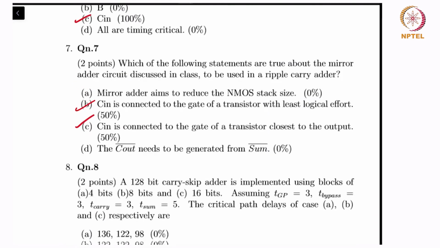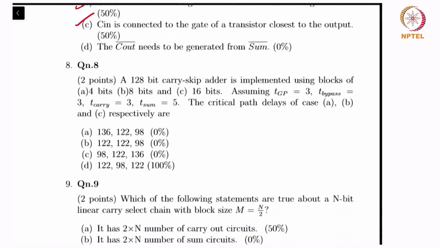Mirror adder aims to reduce the NMOS stack size. No, that's not true. And Cout bar needs to be generated from sum bar. No, actually sum bar is being generated from Cout bar.